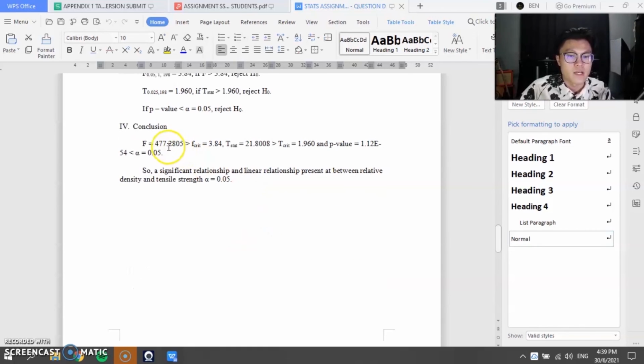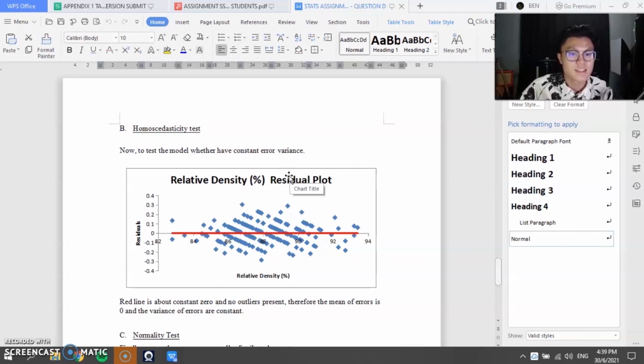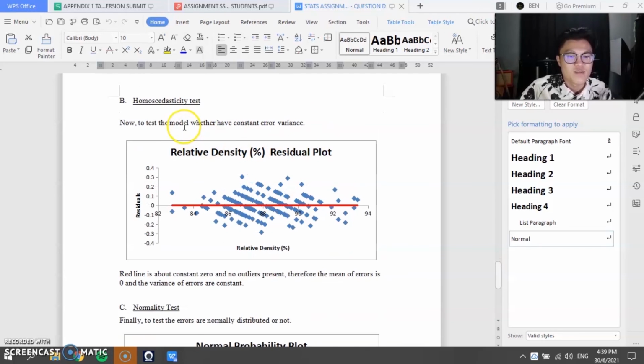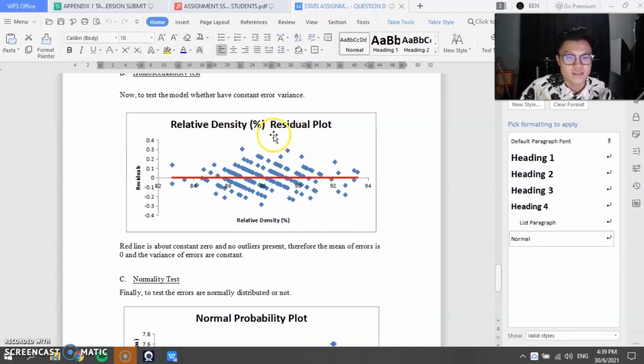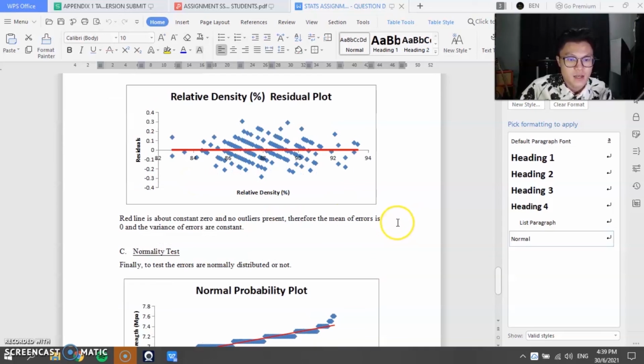Finally, based on the values we get, we can conclude that there is a significant linear relationship between the relative density and tensile strength at alpha equals 0.05. Next is the homoscedasticity test. This tests whether the model has constant error variance. We can plot as shown here, obtained from Microsoft Excel using data analysis. In this graph, the red line is at constant 0 and no outliers are present. So the mean of the errors is 0 and the variance of errors is constant.